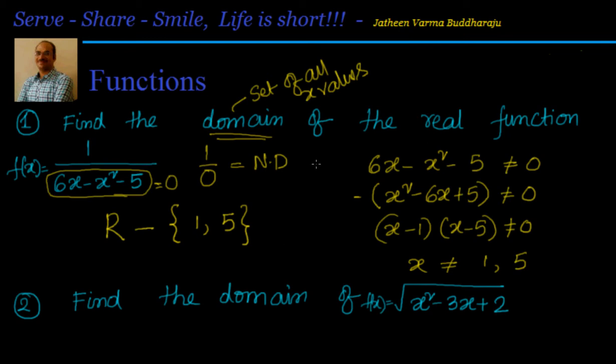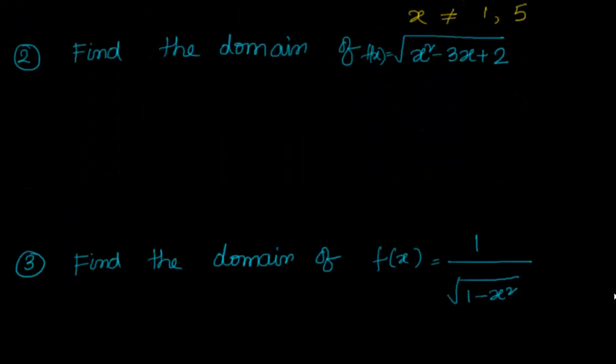So remember, whenever you are having a function like 1 by some f of x, remember that f of x cannot be equal to 0. That is the way we have to think about those problems. Okay, right. Now let's look at the next type of problem.